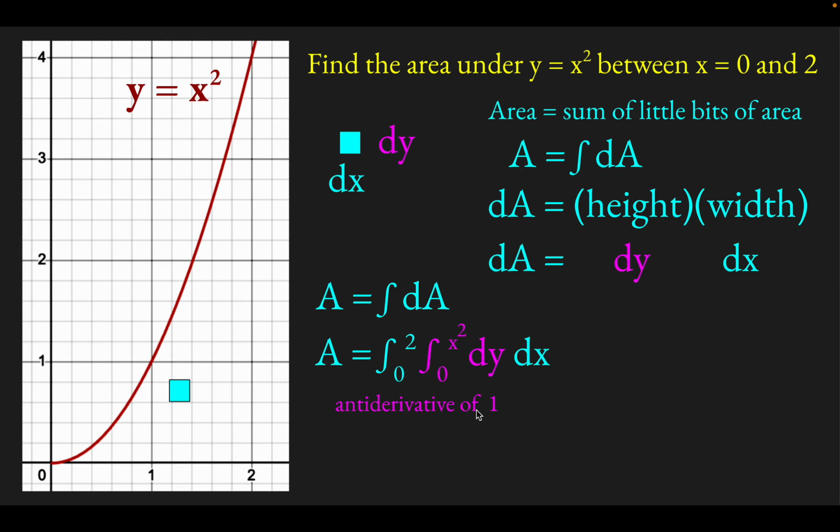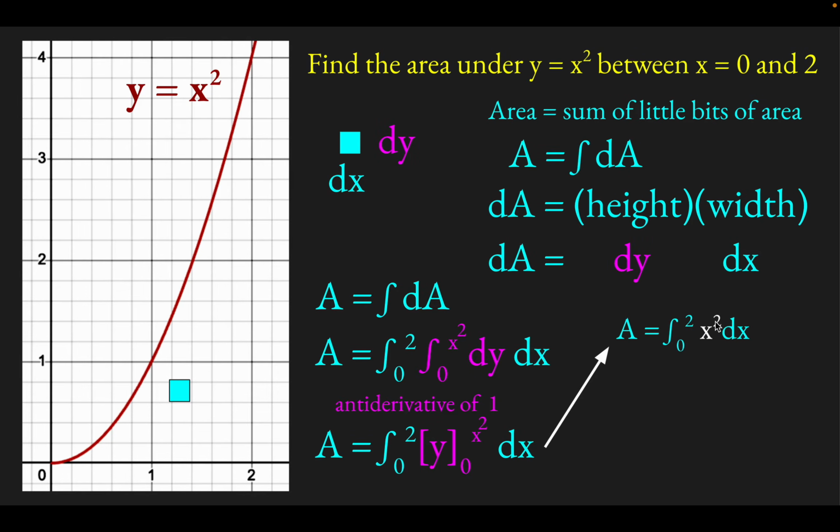And so we need the antiderivative of 1, which is just y. If you take the derivative of y, you'll get 1. And so I've put the antiderivative in there as before. Then we need to evaluate the function y at the endpoints. So you plug in x squared and plug in 0, and you'll get x squared minus 0, or just x squared.